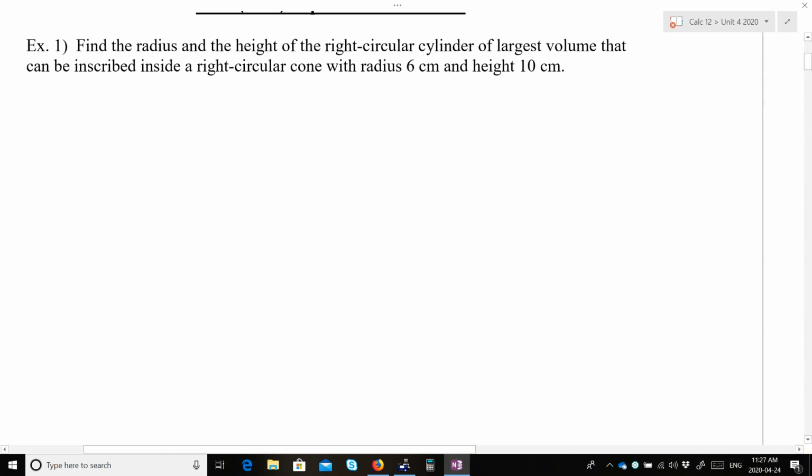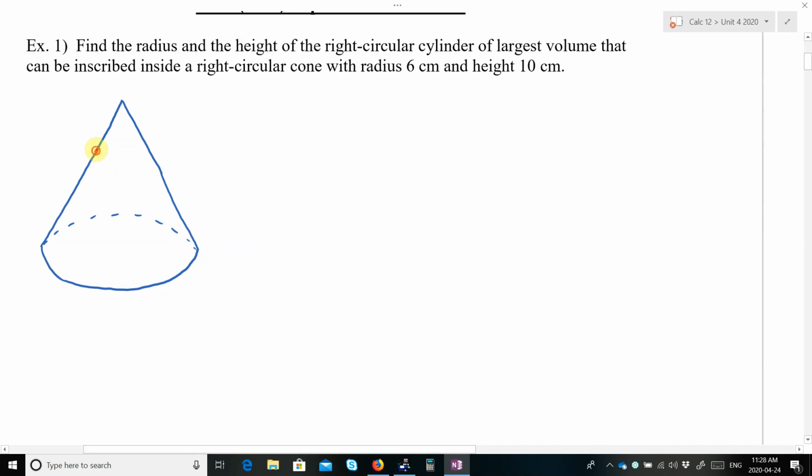Find the radius and the height of the right circular cylinder of largest volume that can be inscribed inside a right circular cone with radius 6 centimeters and height 10 centimeters. So we've got this right circular cone, which looks like this. Like this, and it wants to know the right circular cylinder of largest volume that we can inscribe inside this.